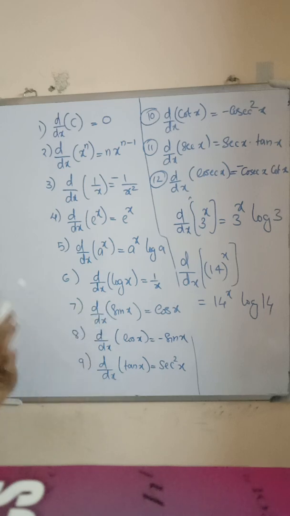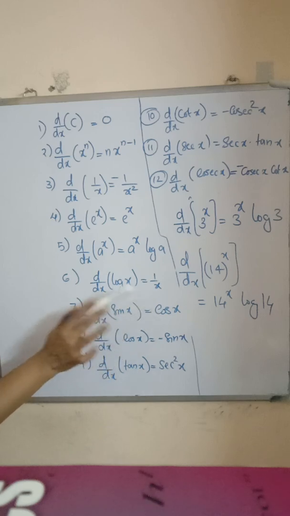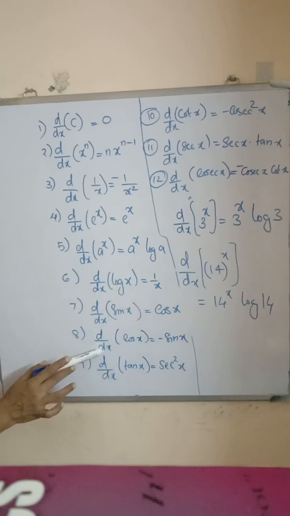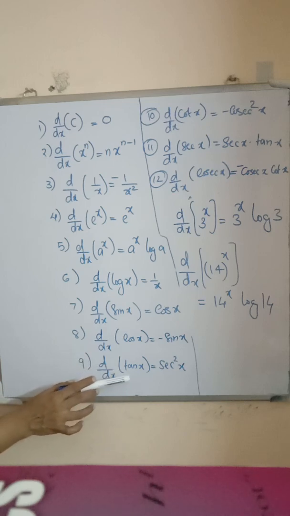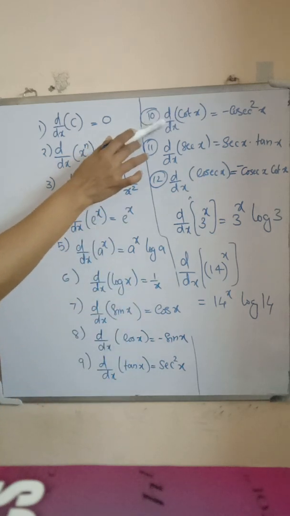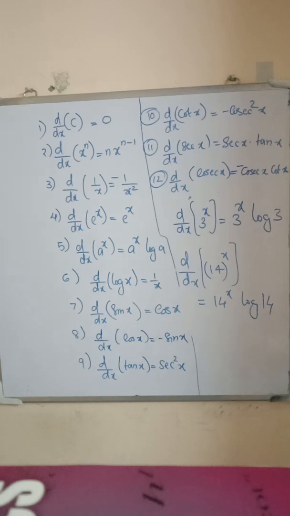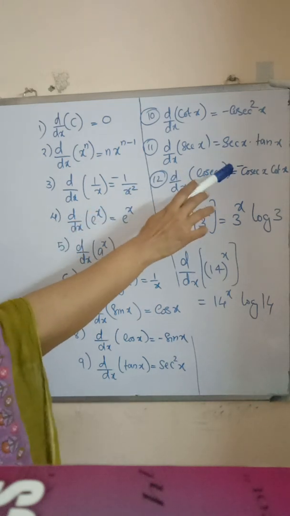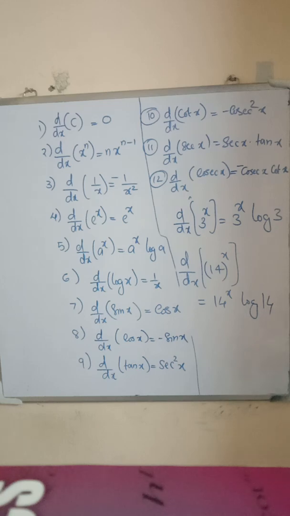Derivative of trigonometric functions. Derivative of sin x is equal to cos x. Derivative of cos x is minus sin x. And derivative of tan x is sec square x. And derivative of cot x is equal to minus cosec square x. And derivative of sec x is equal to sec x tan x. And derivative of cosec x is equal to minus cosec x cot x. Learn these formulas by heart and apply them in problems.